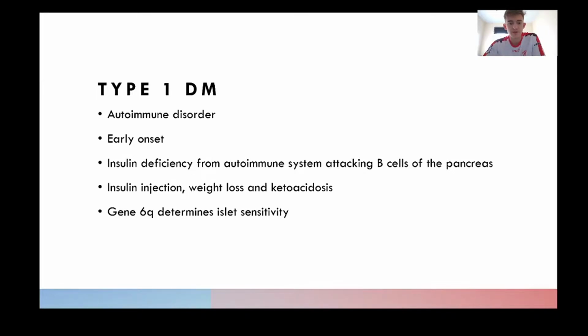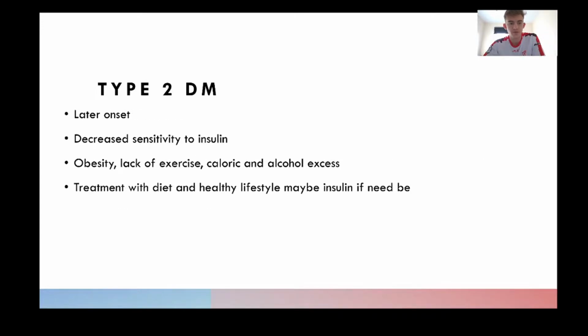And we see this in quite early individuals, and the treatment is insulin injection. It's the main thing, but also a healthy diet obviously helps as well. And we will also see weight loss and ketoacidosis. Weight loss is quite specific to type 1, whereas ketoacidosis we can see in both cases. And how sensitive your islets of Langerhans are to the destruction is determined due to the mutation on gene 6q.